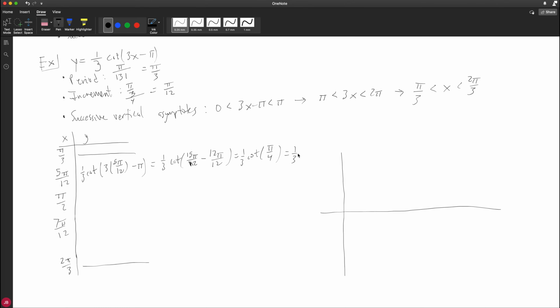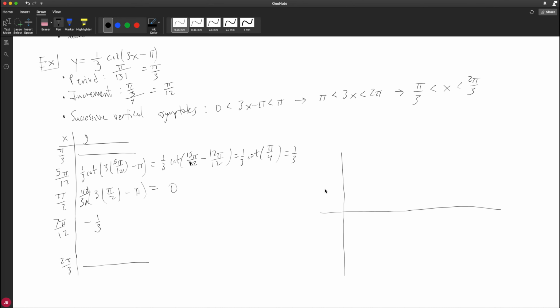Okay. Then pi over 2, I'm not going to go through the work. I'll just kind of speed through it here. You plug in pi over 2, and you'll actually get 0 out of this. So check your chart. Oh, I'm sorry. There should be a cotangent here. 1/3 cotangent of 3 times pi over 2 minus pi. And then here, the value you're going to get is minus 1/3.